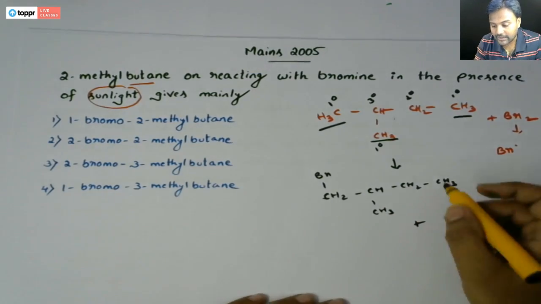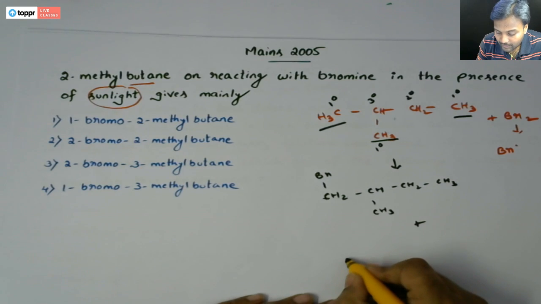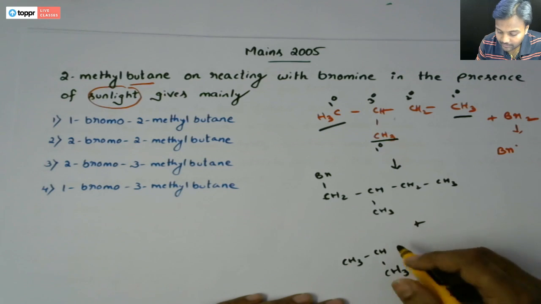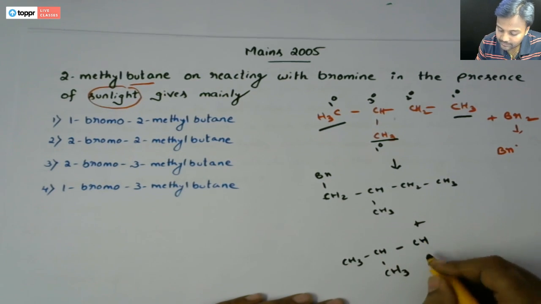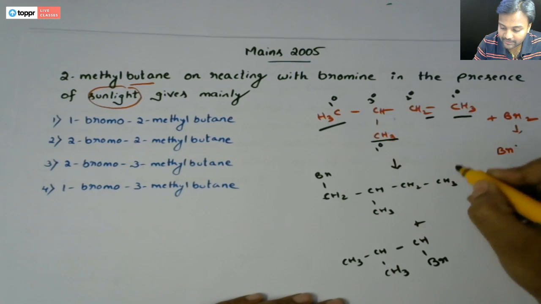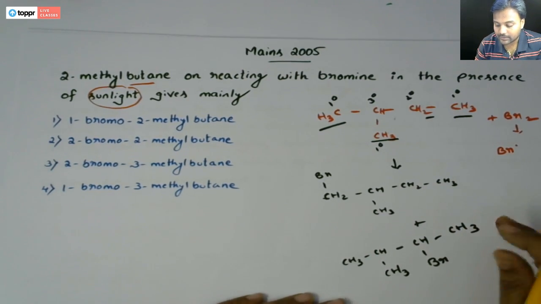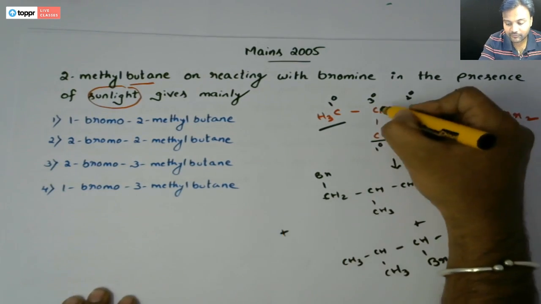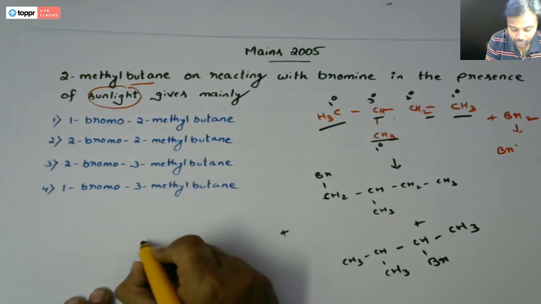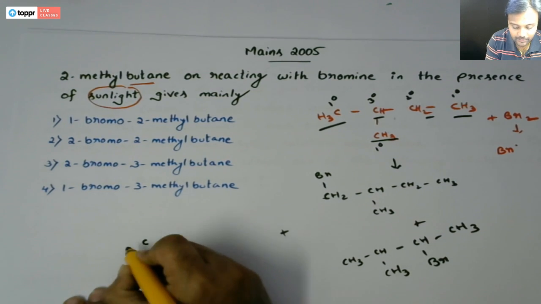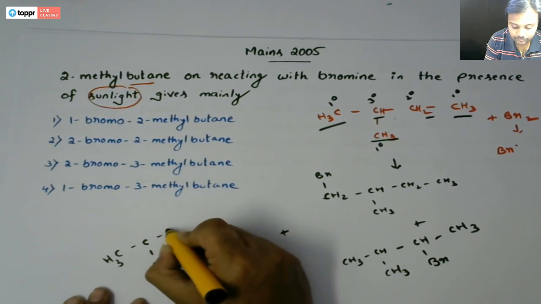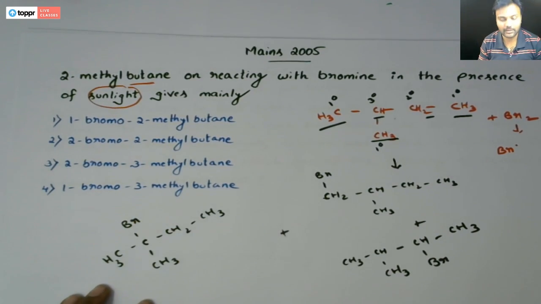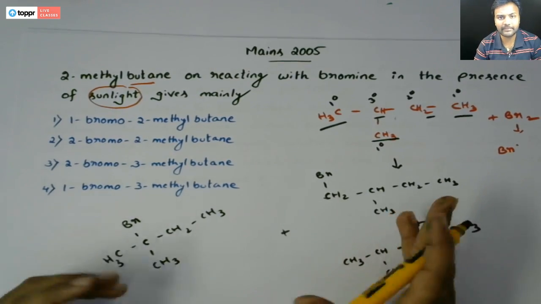Okay, I'll replace the secondary hydrogen now. Say CH3 CH Br CH3, then CH3. This hydrogen I'm replacing now. This is one kind of compound that can be expected. Another one: when you replace the tertiary hydrogen, you get C(Br)(CH3)(CH3), bromine attacks here. Okay, these can be the products that can be expected from this reaction.